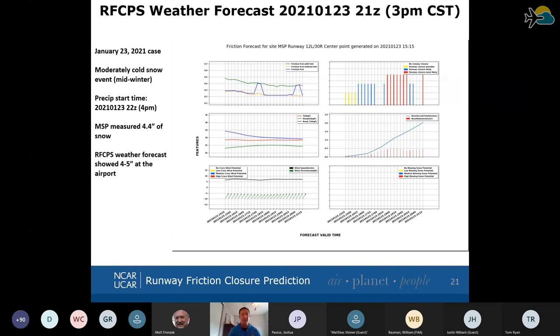Okay, so another standard case, going to probably go through this one fairly quickly so we can get to the two interesting cases. This was a good one, though, for our system because it was a really cold midwinter event. January 23rd of this last year, 2021, snow started in the afternoon on the 23rd. MSP measured 4.4 inches. We were really good with our snow forecast for this one, right in the 4 to 5 inch range.